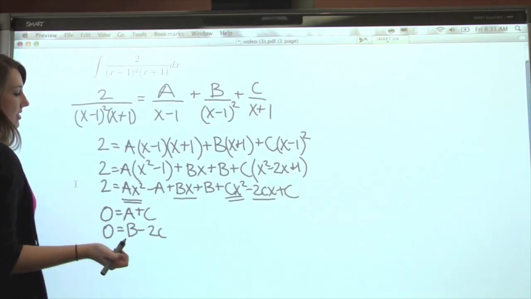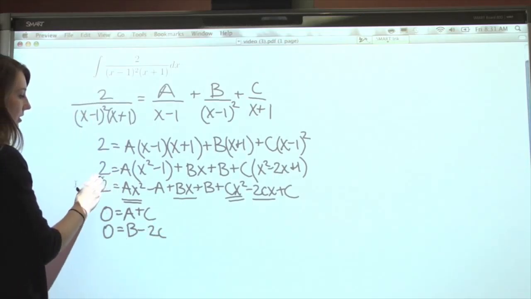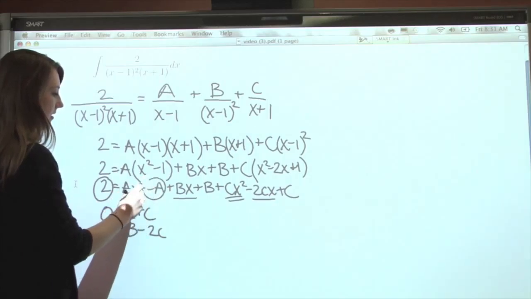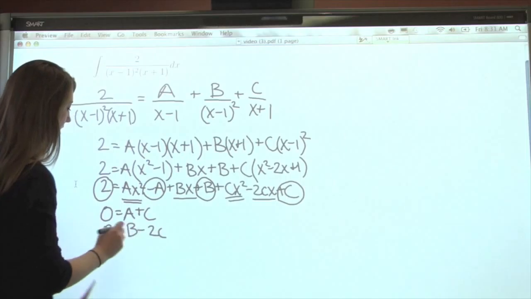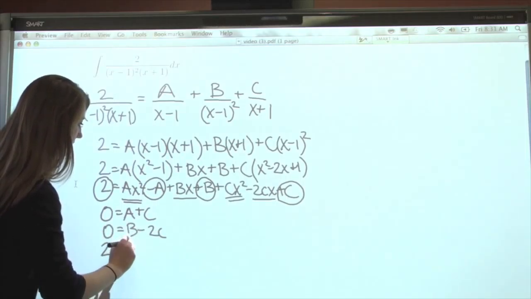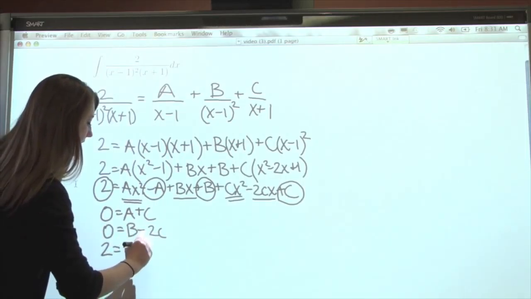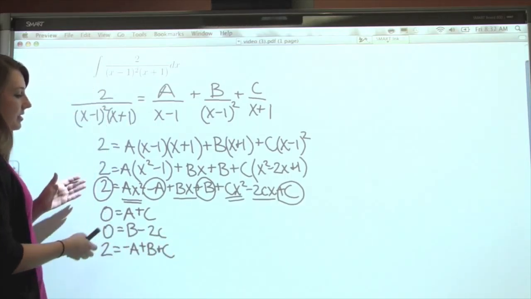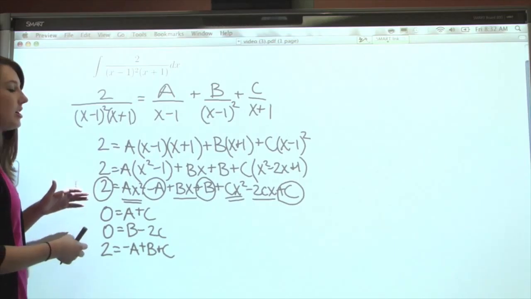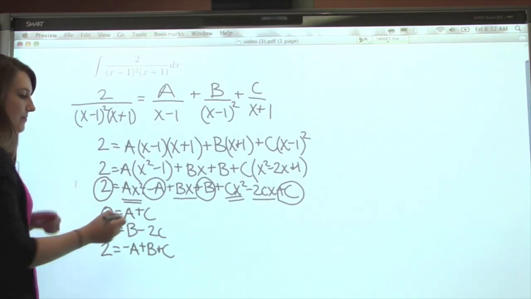So our last one has to do with the constants. So I'm going to circle those. We have one here, here, and here. So that then means we have 2 equals negative a plus b plus c. So now we have a system of 3 equations and 3 unknowns, so we can easily solve for each value.